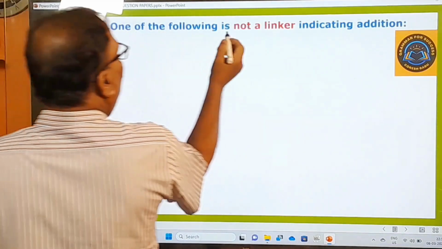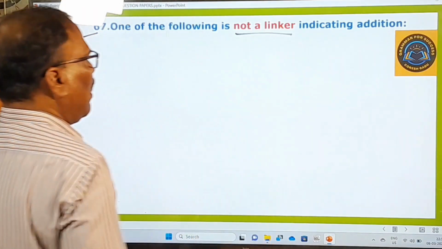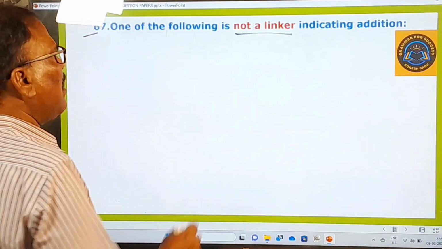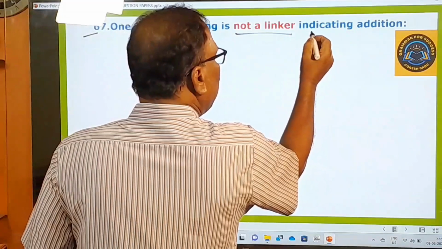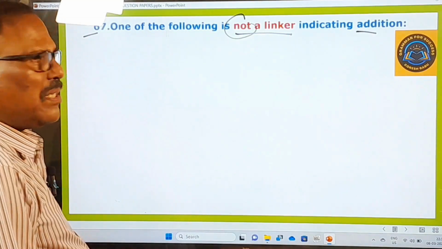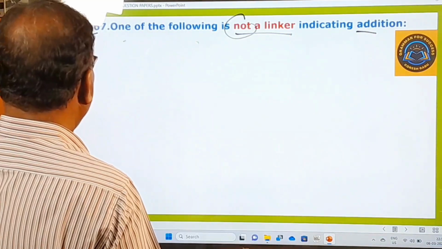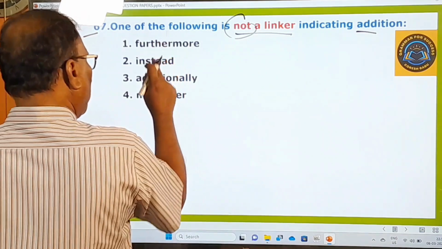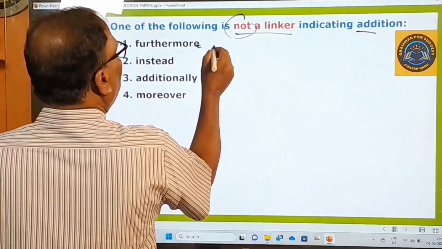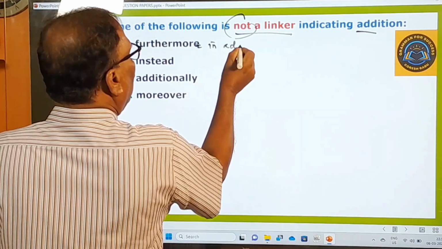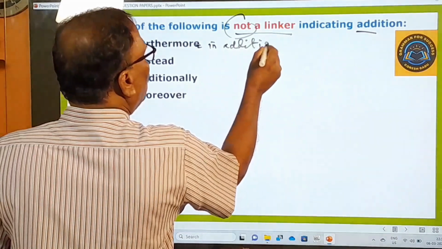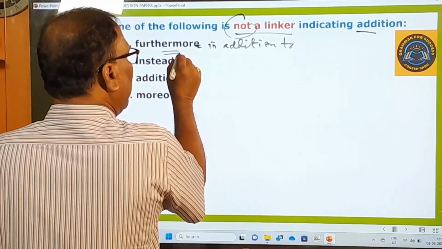67th question. One of the following is not a linker indicating addition. That means not a linker that indicates addition. Addition means adding the things. What are the options given? These are the four options. Furthermore means in addition to. So this is indicating an addition.